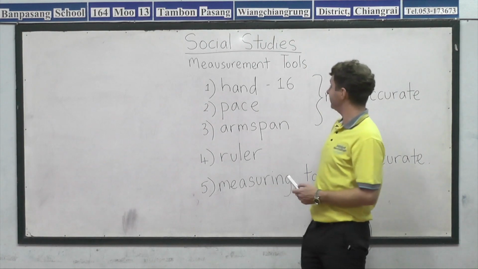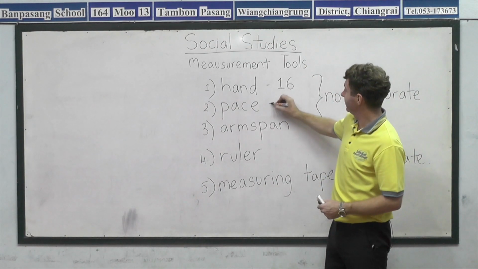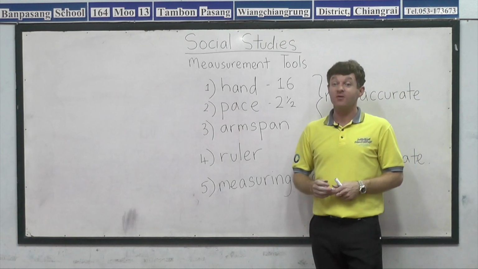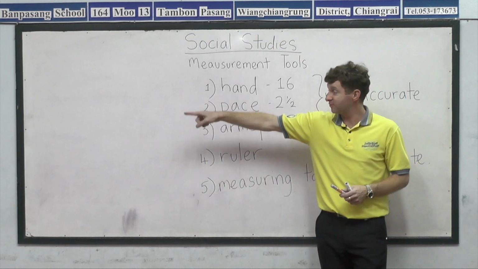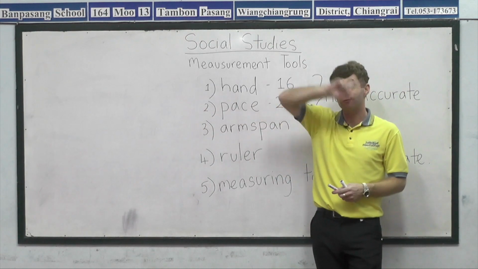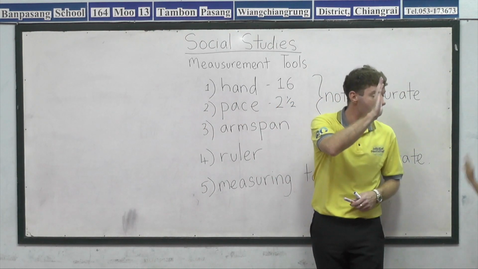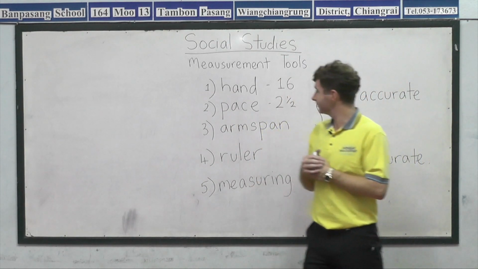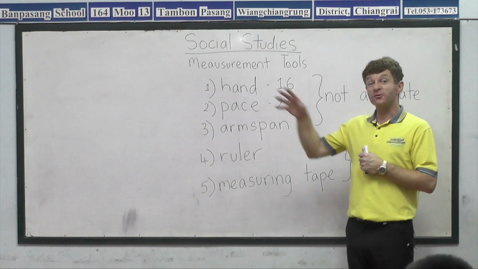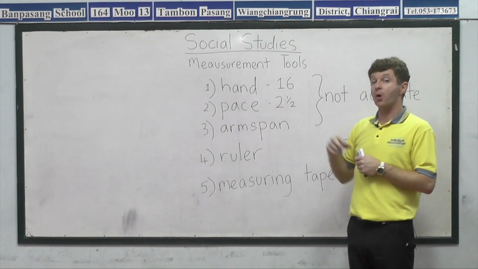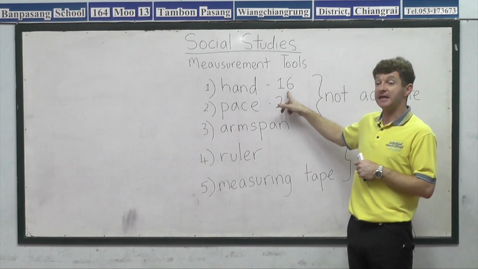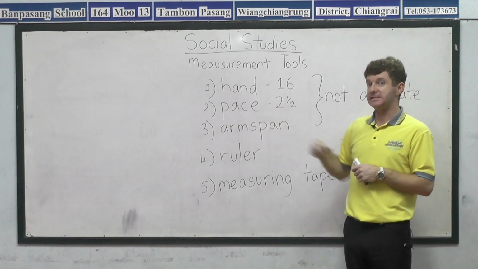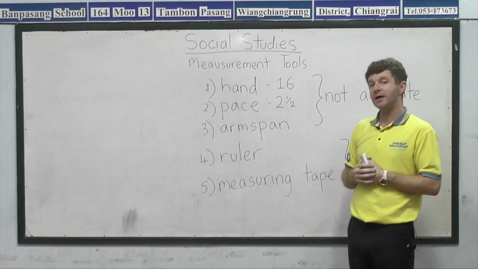So we will write paces 2.5. 2.5 paces from one side of the board to the other. Bangpon, high five. Big round of applause for Bangpon. So far we're looking at our board distance, 16 hands, 2.5 paces. So now let's look at arm span.